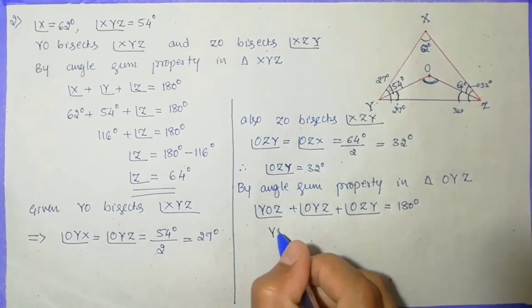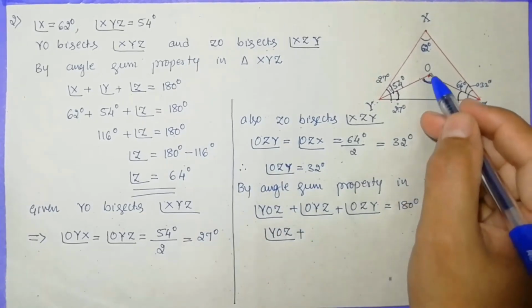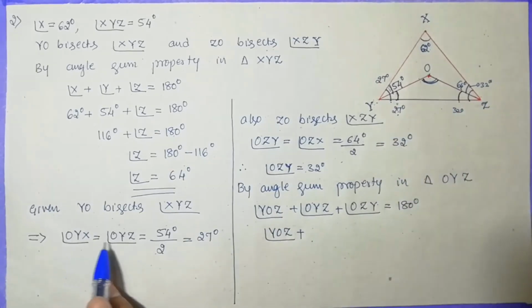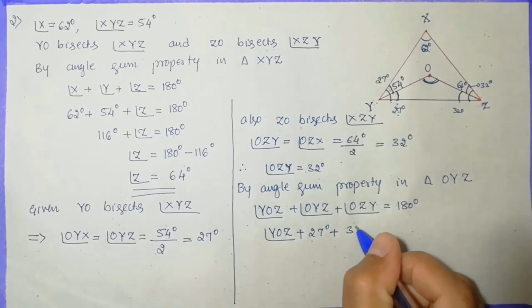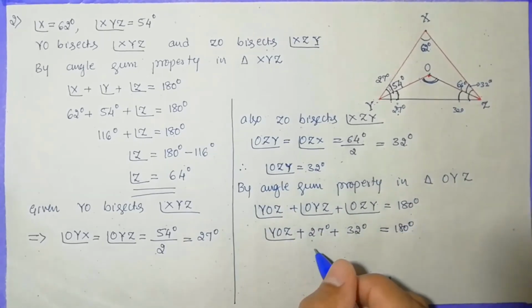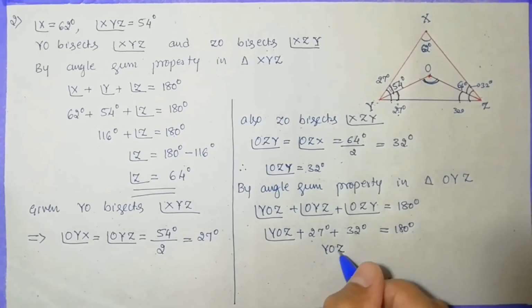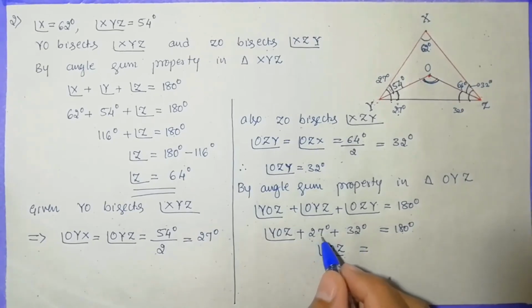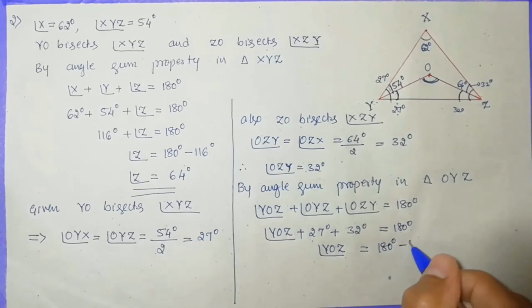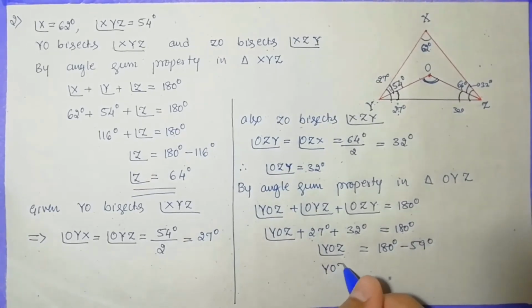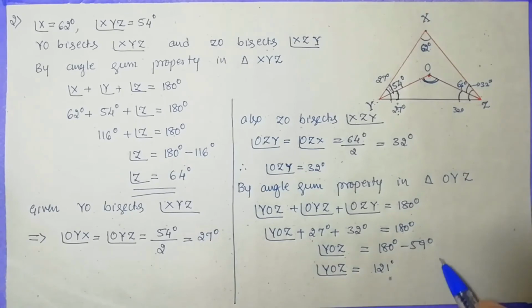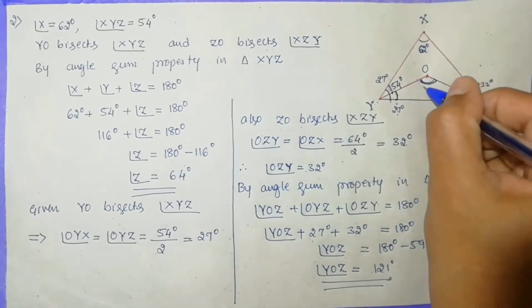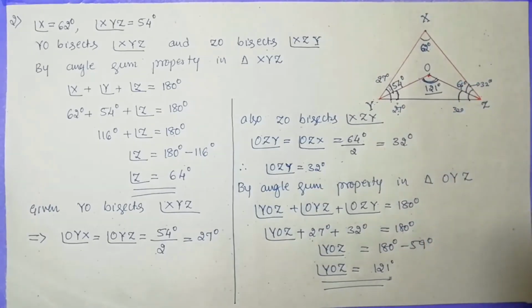These two angles are actually known. Write this as it is: angle YOZ plus OYZ, which is 27 degrees, plus OZY, which is 32 degrees, is equal to 180 degrees. So next YOZ is equal to 180 degrees minus 59 degrees, which will become 121 degrees. So that's why YOZ is equal to 121 degrees. And this completes the solution of the second one.